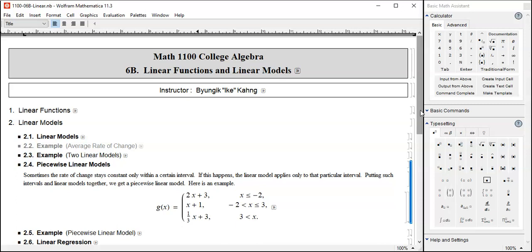But they don't change instantaneously all the way, but they may stay constant for a certain period and then stay constant for another period like that. In that case, we may get multiple linear models and we may have to put them together, kind of like this example.